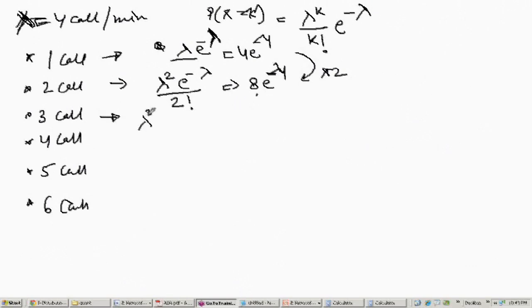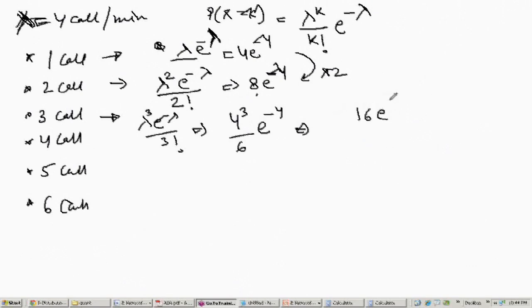The probability that 3 calls will happen is lambda to the power 3, e to the power minus lambda, divided by 3 factorial. If you compute this, lambda 4 cubed divided by 3 factorial is 6, e to the power minus 4. This is how much?